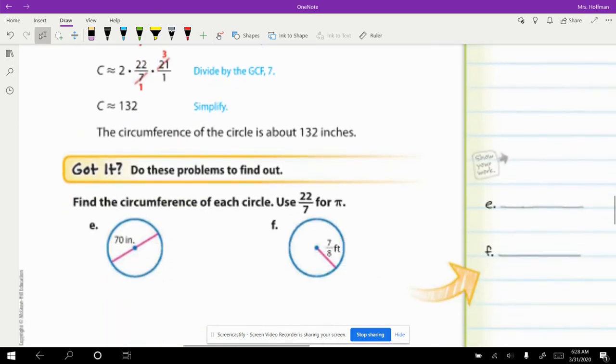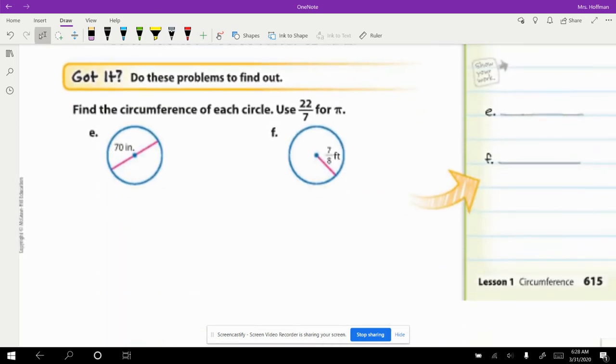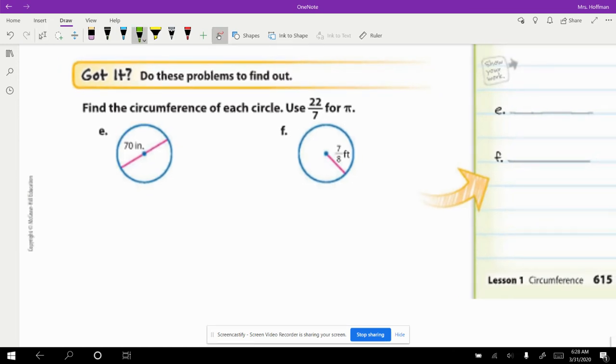Let's go down to the bottom here. Find the circumference of each circle using 22/7 for pi. The reason we're going to use this fraction instead of 3.14 is because 22/7, if you were to find the decimal equivalent, is really close to 3.14, the approximation of pi. So it works for us if we want to show our work.